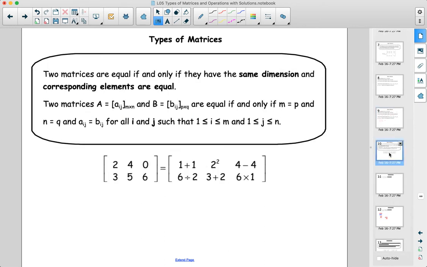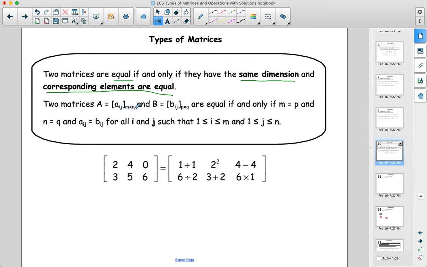Types of matrices, more definition-type stuff. Two matrices are equal if and only if, first off, they have the same dimension. Two matrices cannot be equal if they don't have the same dimension. And not surprisingly, corresponding elements have to be equal.